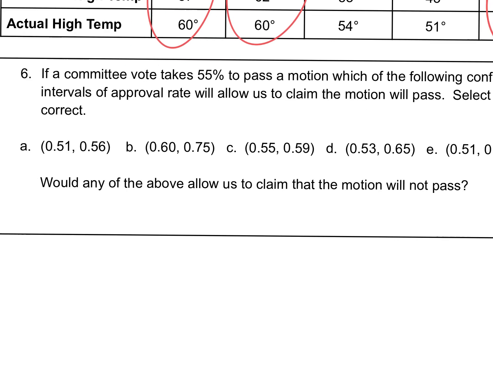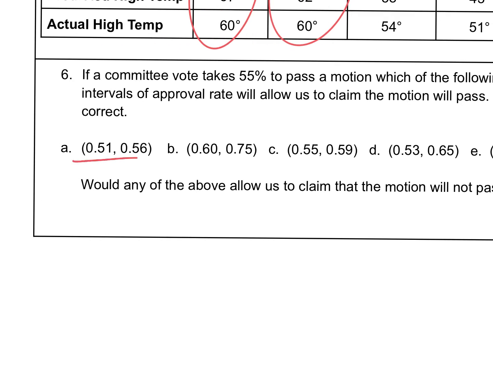which of these confidence intervals are going to work? So, if I look at the first one, for instance, from 51% to 56%, can I say with 100% certainty that that motion is going to pass if that's my confidence interval? No, why not? Yeah, like 51%, that's in there, right? 52%, 53%, 54%, okay? Those percentages would all make that motion fail, okay? So that's not going to work.